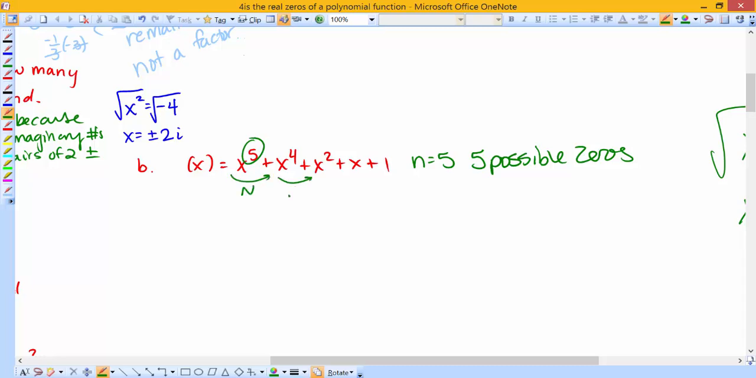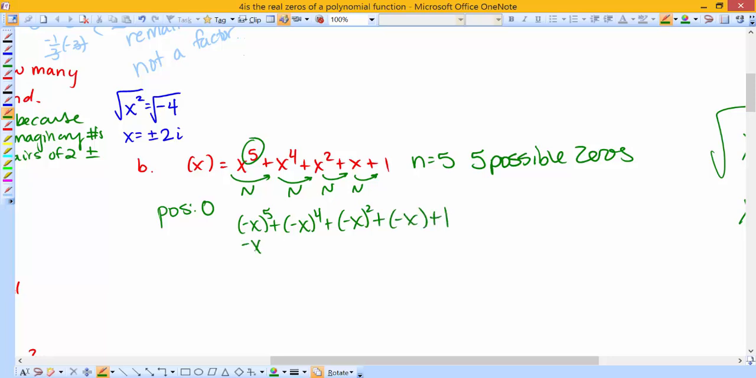For positive, there are none. There will be no positive x intercepts here. So now let's determine the negatives. Negative x to the 5th plus negative x to the 4th plus negative x squared plus negative x plus 1.